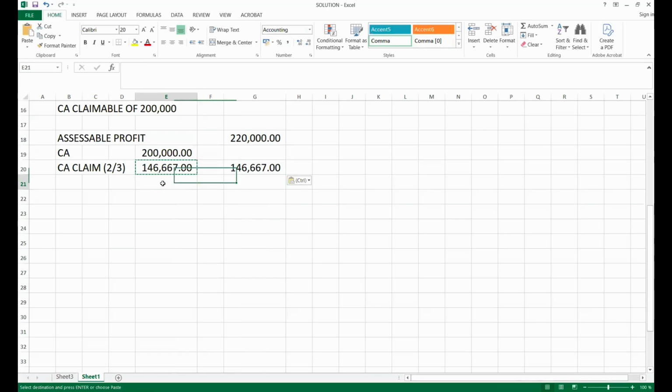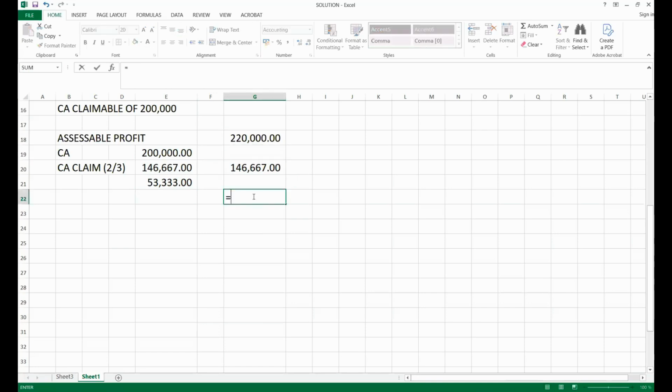So the difference between the two, 53,333, will be taken to next year as capital allowance brought forward. While the other difference, which is 73,000, will now be subject to tax.